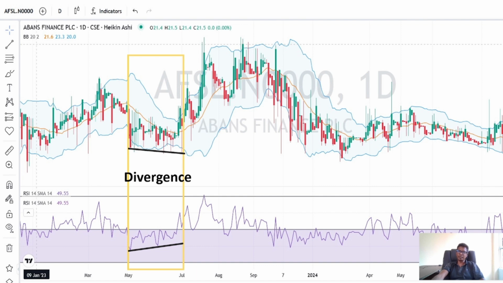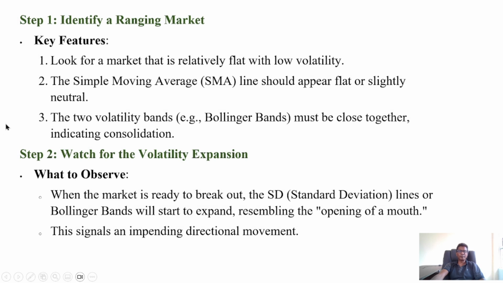Here, first I use the divergences. You can see how the divergence is acting in this situation. We have discussed RSI divergence in our earlier video, so I think you are familiar with these divergences.